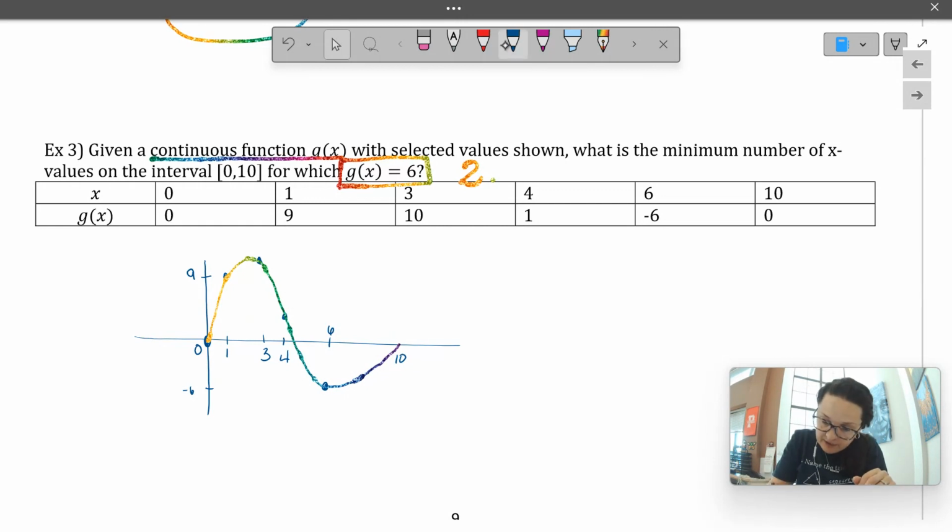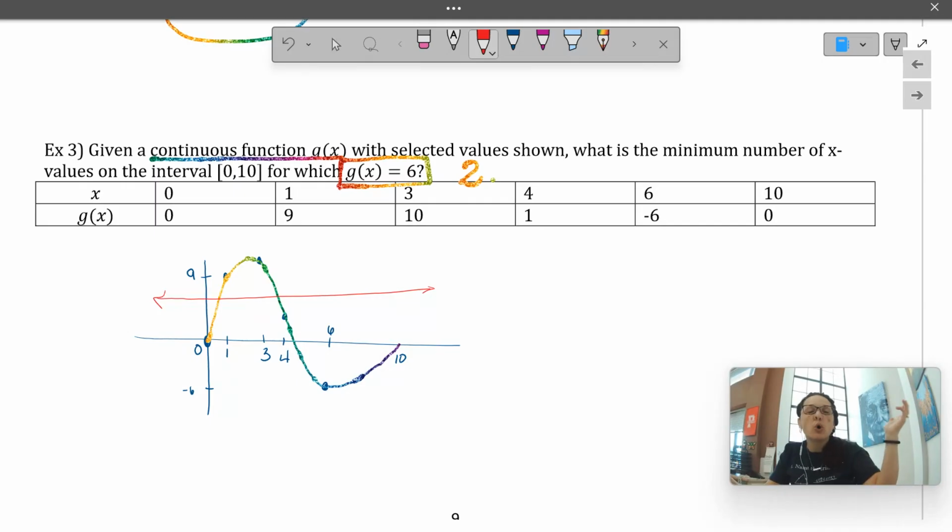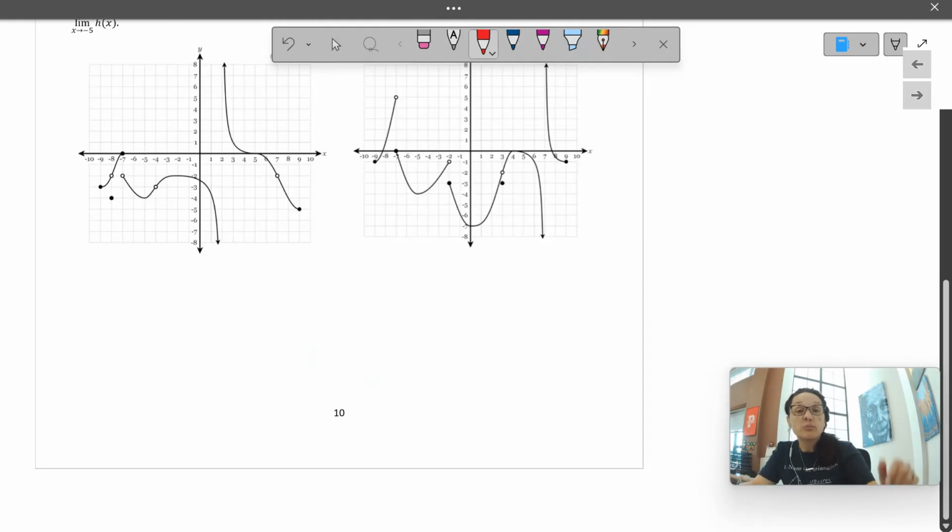I would have to equal y equals 6, likely twice. Could it be more than twice? It could totally be more than twice, but at minimum, twice. That's the intermediate value theorem.